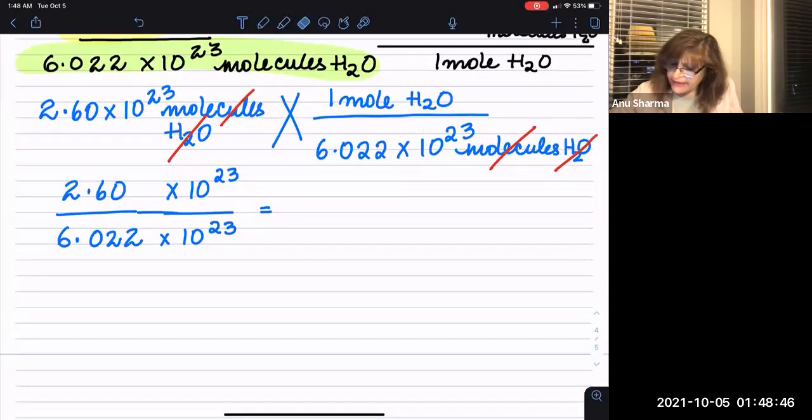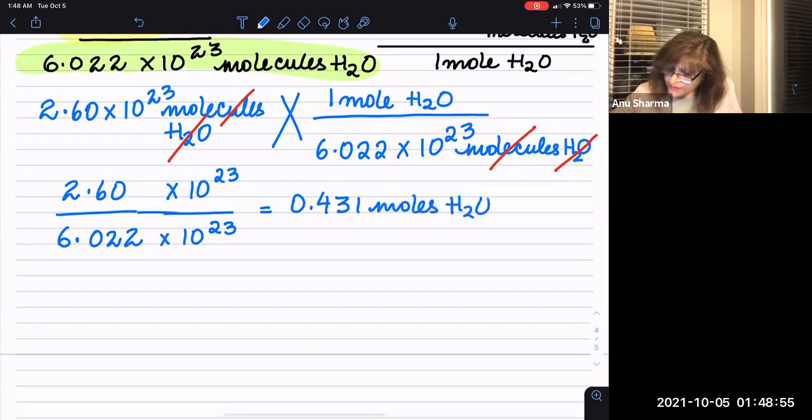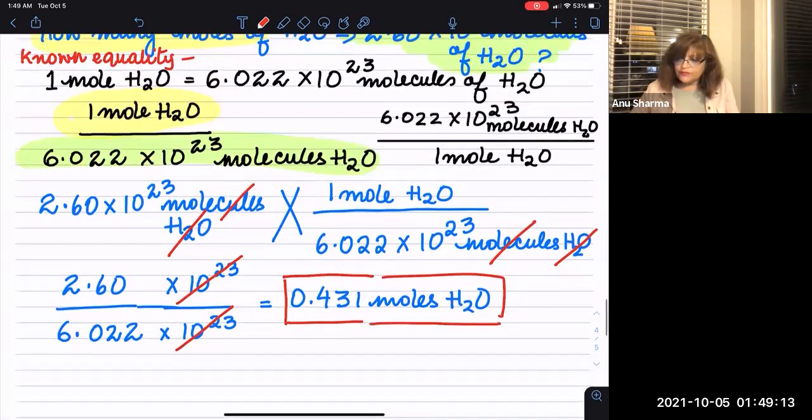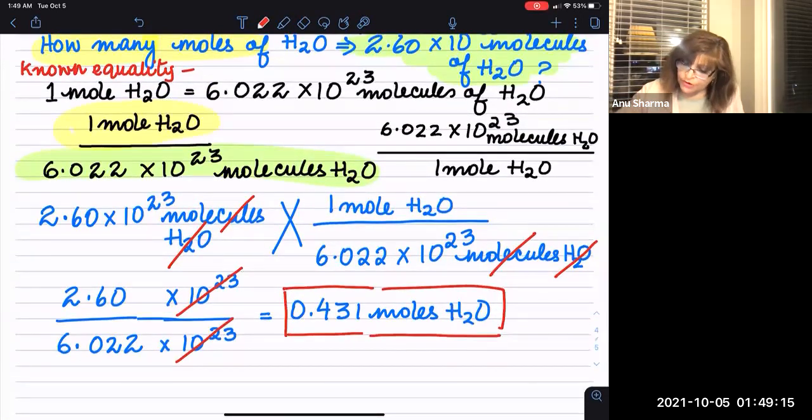Okay, so we get the answer here, 0.431 moles of water. So how? 10 to the power 23 and 10 to the power 23 cancel out. So 2.60 divided by 6.022 gives you 0.431 moles of water. Okay, so this one was again a very simple conversion.